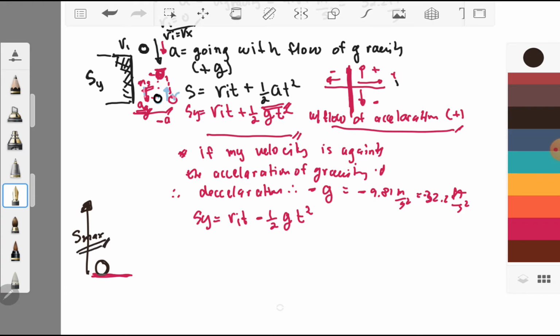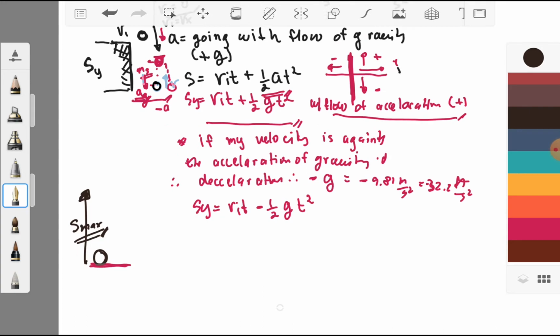Di ba nga, pag nagbato ka ng kahit object, sabihin natin straight line yan, bababa at bababa siya. Due to the fact that it is decelerating at an acceleration of gravity, and then at that moment ng pagbaba niya, it will accelerate with the gravity. But what will be our S max? Balik kayo sa calculus nyo.